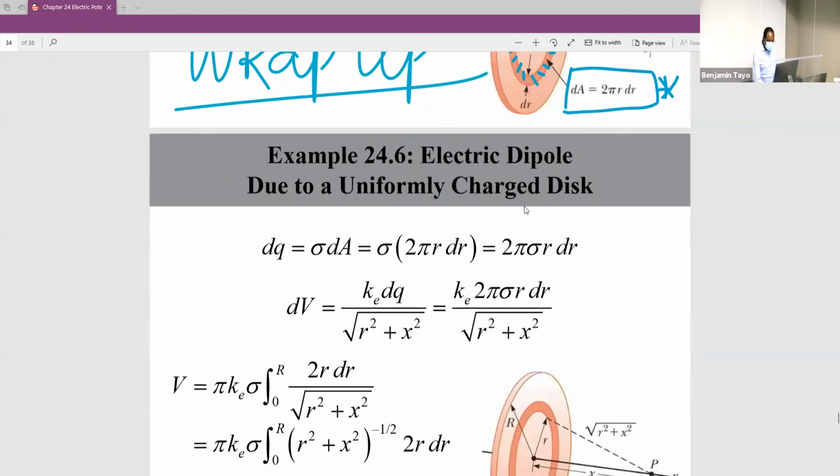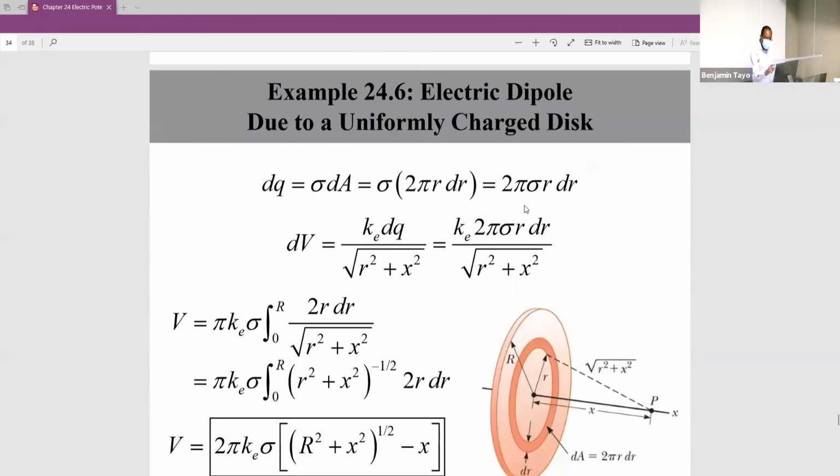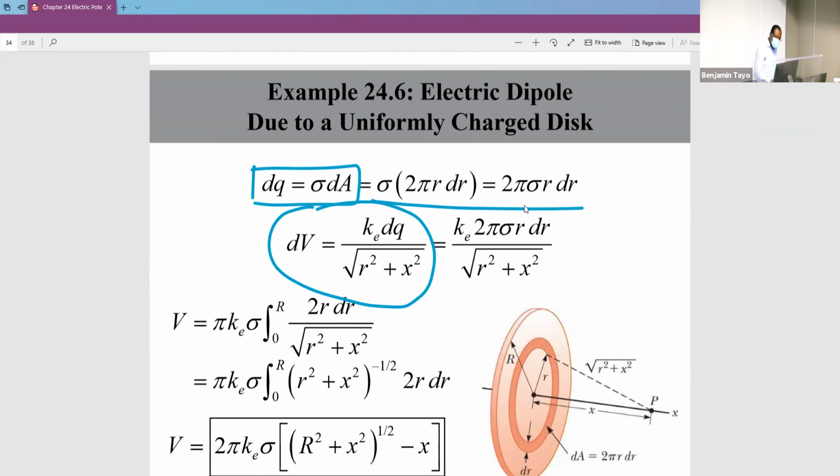So this is what I was talking about here. You can calculate your dq from here, which is this number. And then you use this value that we've already calculated for a ring. And then you run this integral from 0 to r, which means you need to sum all these areas from 0 up to the radius. So you end up with this integral right here.